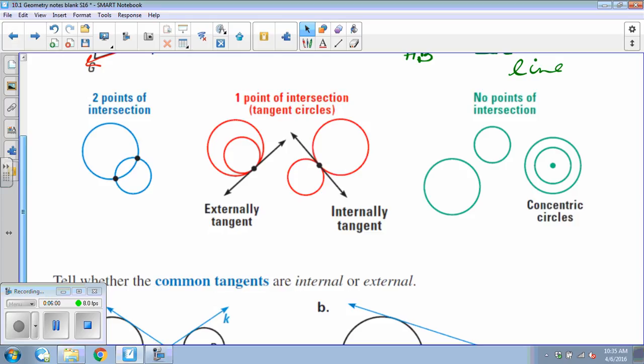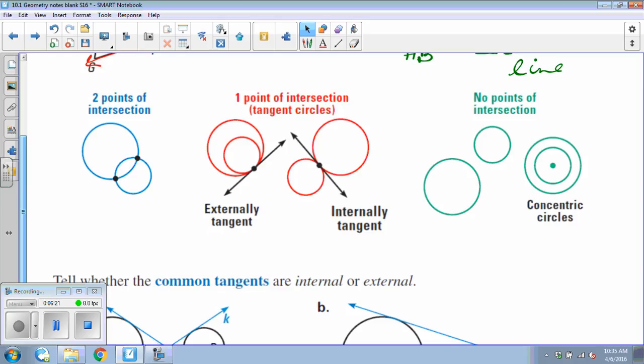Okay? Now, let's think about two circles. Two circles, they can intersect at 2 points. They can intersect at 1 point, or they can not intersect at all. And some of those cases have special names. If they intersect at 2 points, there's no special name for it. It's just overlapping circles. Okay?